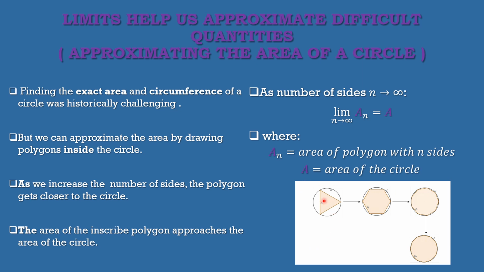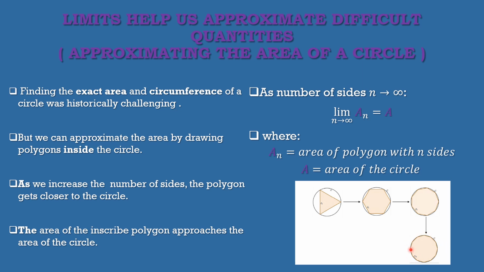This is a polygon with 3 sides. When we increase it to how many sides? 1, 2, 3, 4, 5. We have the polygon getting closer to the circle. When we increase it to 8 sides, it is getting closer and closer to the circle. When we increase the number of sides towards infinity, we are going to realize that the polygon is getting closer and closer to being the same as a circle.